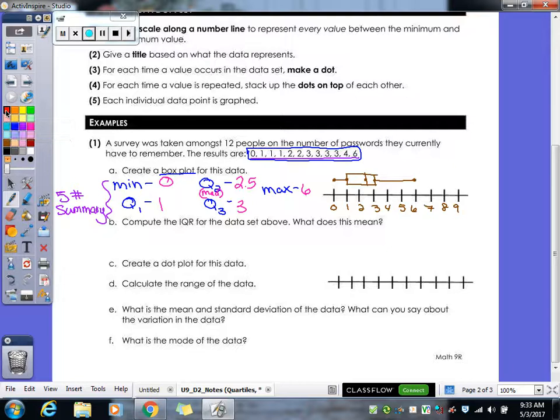We could write number of passwords. It's a good habit to get into just so you don't forget to do it when you actually need to.